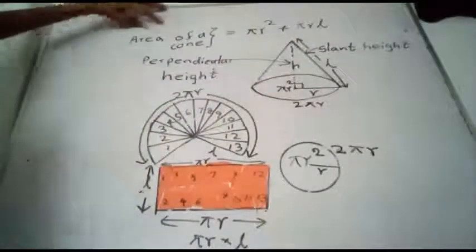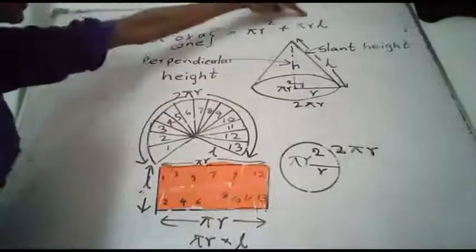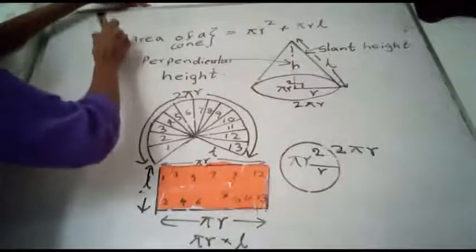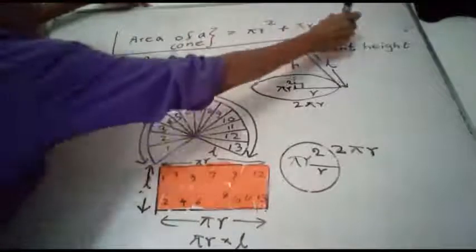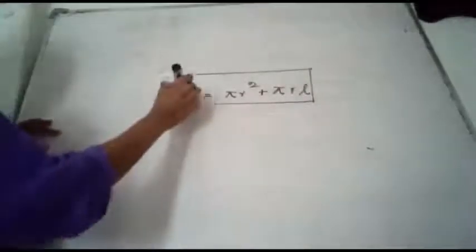Then the area of the cone is equal to πr squared plus πrl.